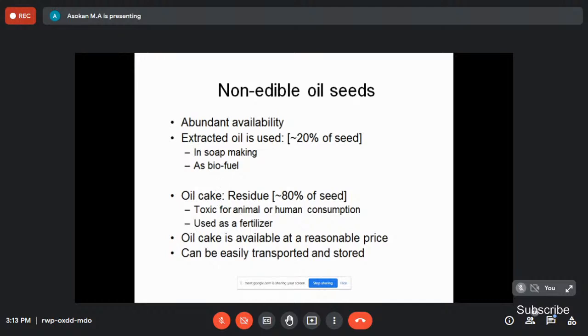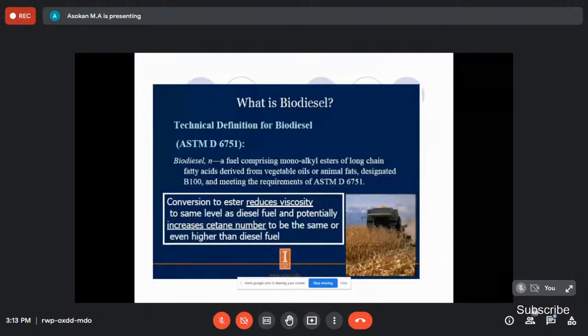converting this into biodiesel. So there are many methods. Right? We convert into biodiesel, and we can use the biodiesel. So with biodiesel, we can reduce the viscosity. That is the advantage of making biodiesel.